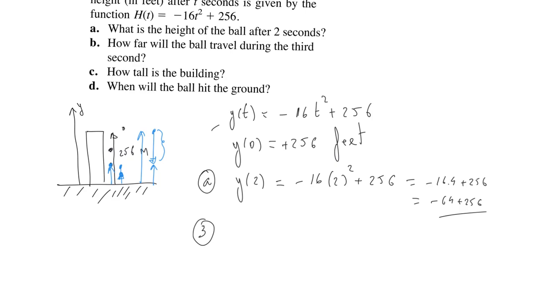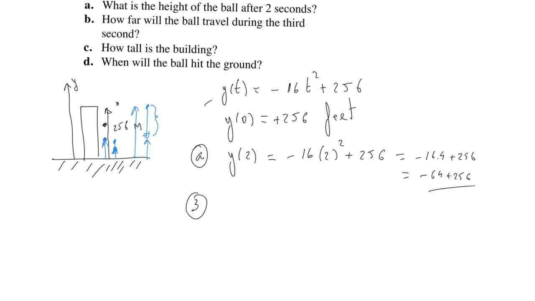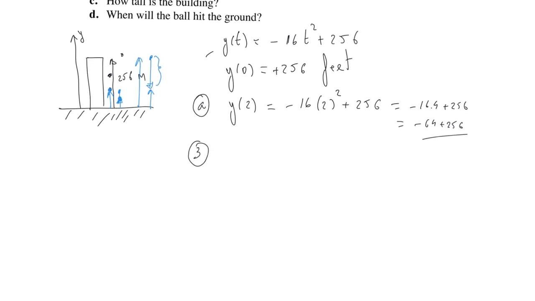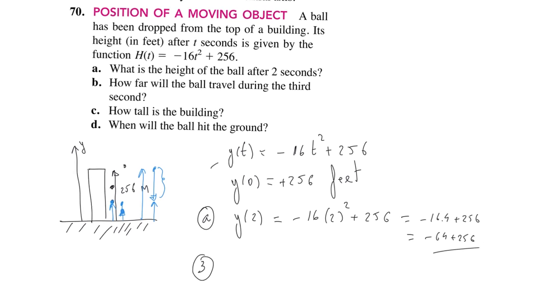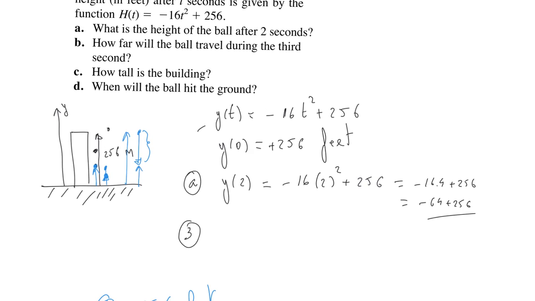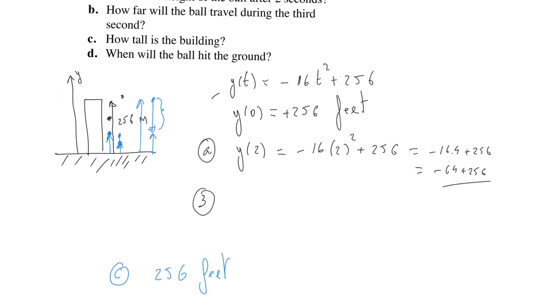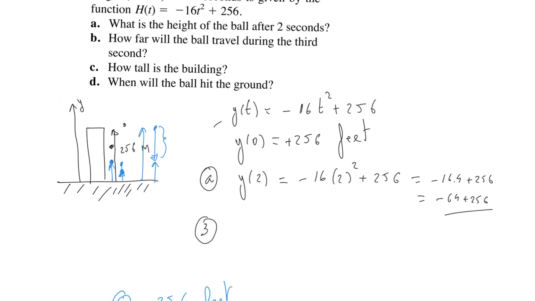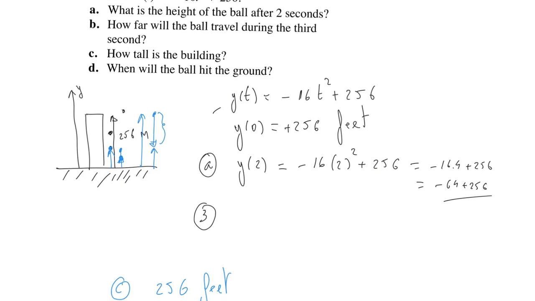When will the ball hit the ground? Well, it hits the ground when y of t is 0. So the building height, part C, is already answered, it is 256 feet. You see, in this problem they should say feet, but they don't say. How tall is the building? It is 256, because at t equals 0, the y is 256. When will the ball hit the ground?